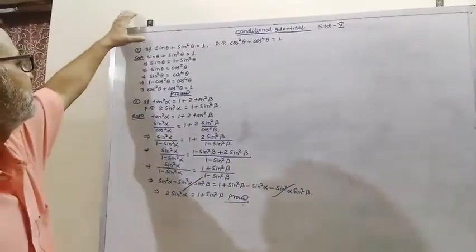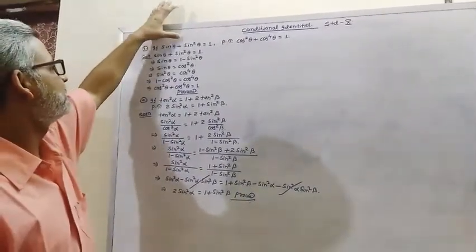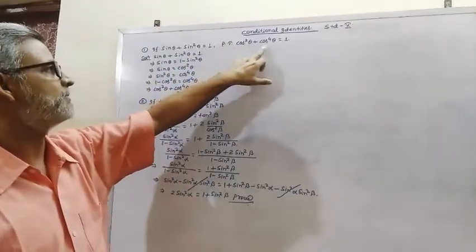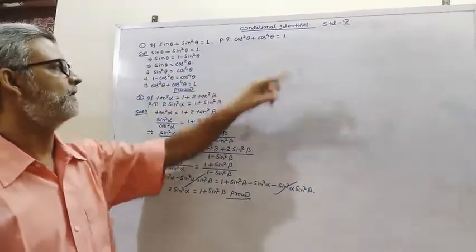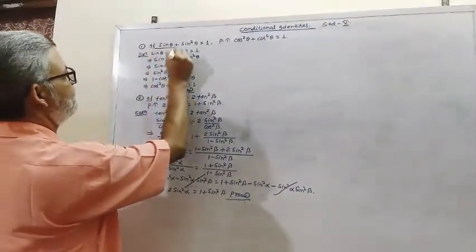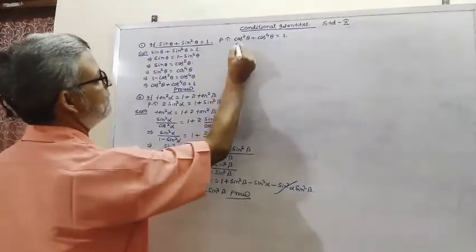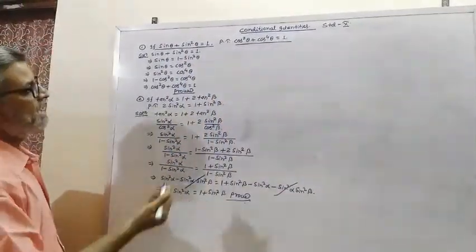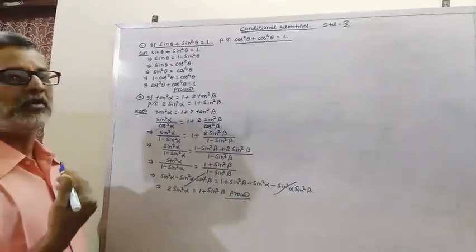Now the first question is, if sine theta plus sine square theta is equal to 1, prove that cos square theta plus cos 4 theta is equal to 1. Here one thing is, the relation is given in terms of sine and it is given to prove in terms of cos. It means sine should be converted into the form of cos.